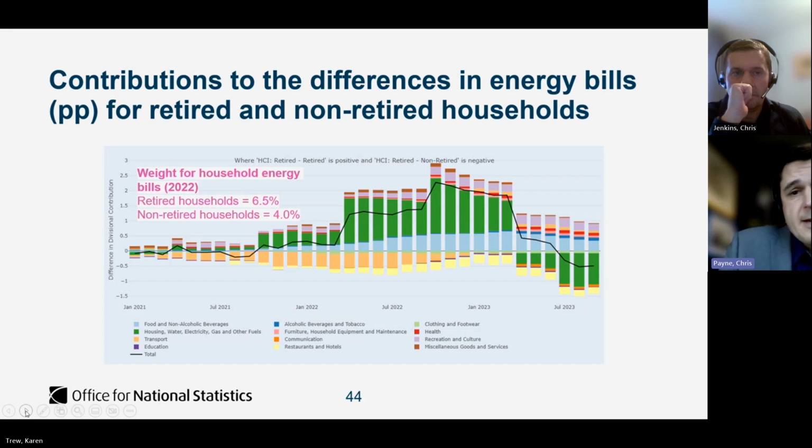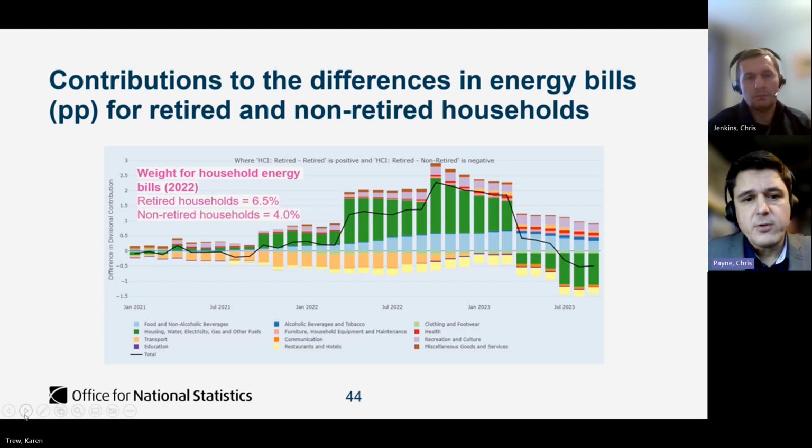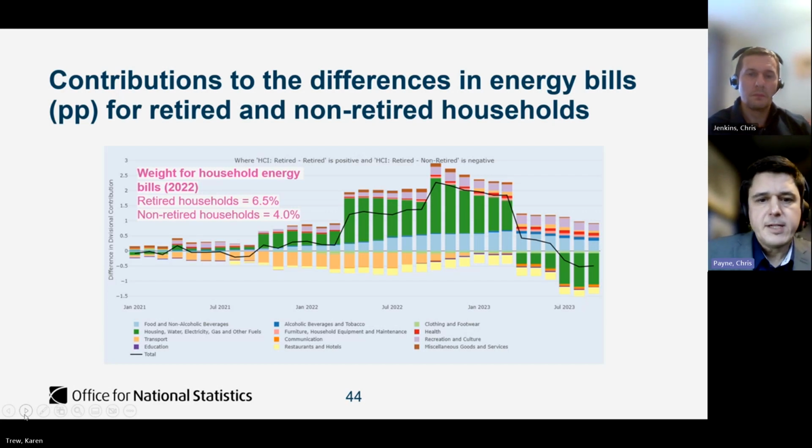So the weight for retired households in 2022 was 6.5% for energy bills, compared with 4% for non-retired households. But what's interesting about this chart is that the contribution from housing costs actually flips in December 2022. From January 2022, it's actually making a bigger contribution to non-retired households' inflation rate. So why is that? If we move on a slide, we can have a look.